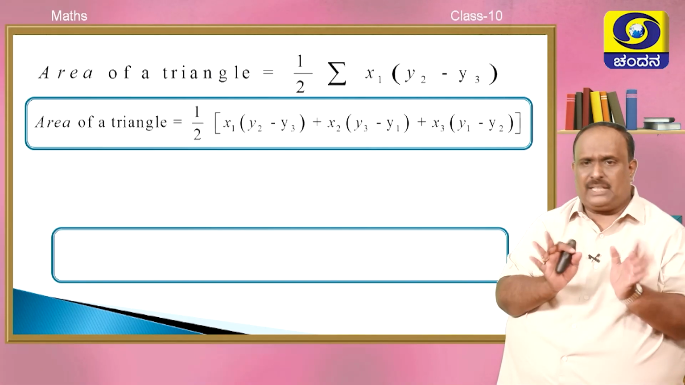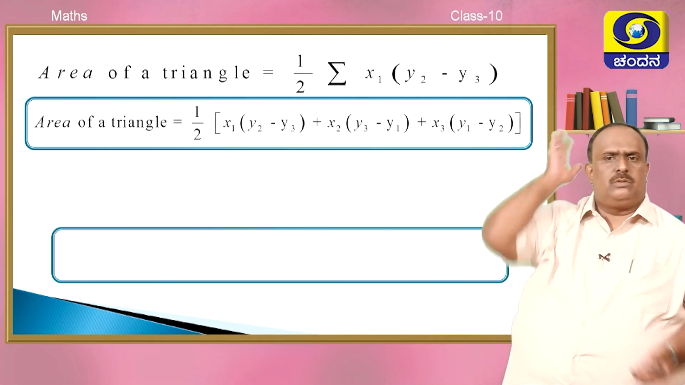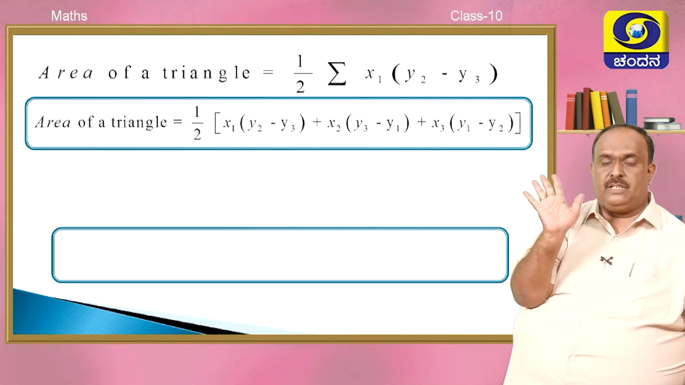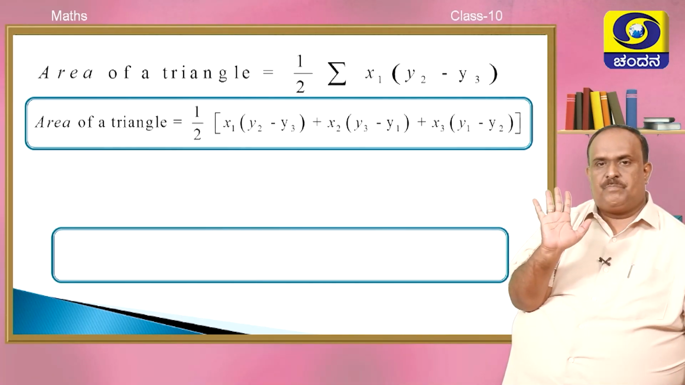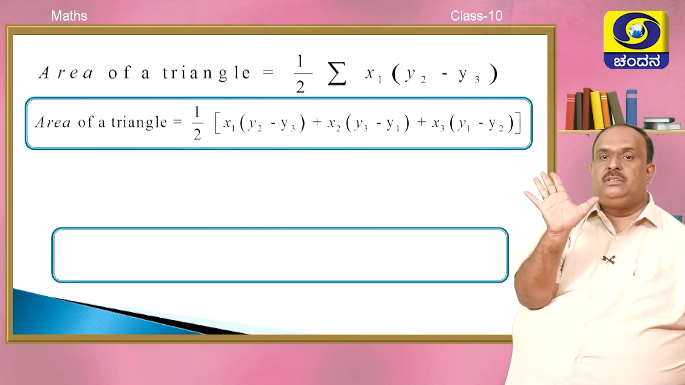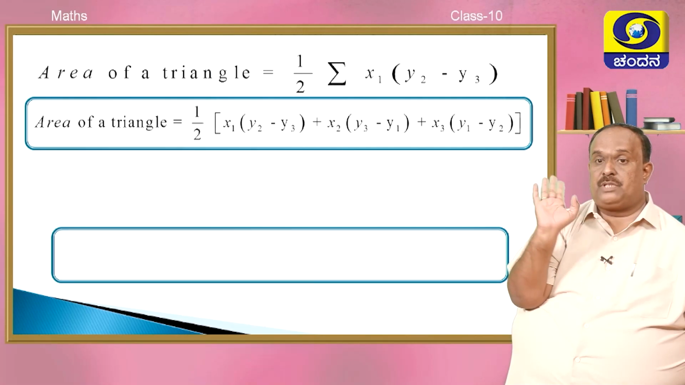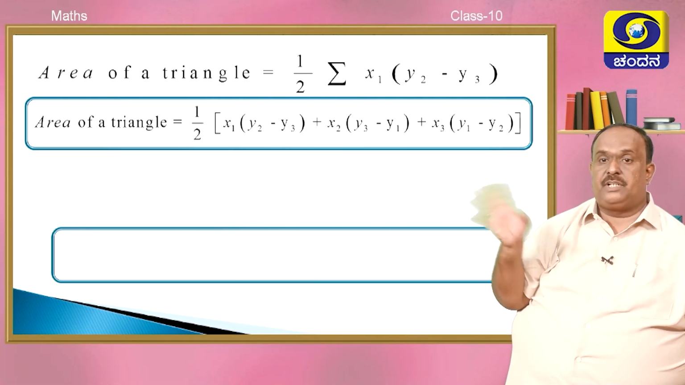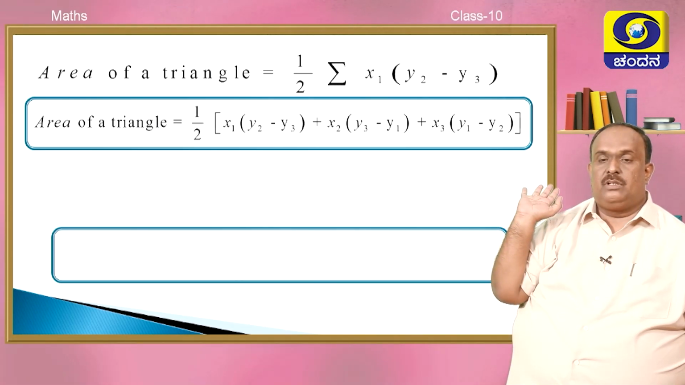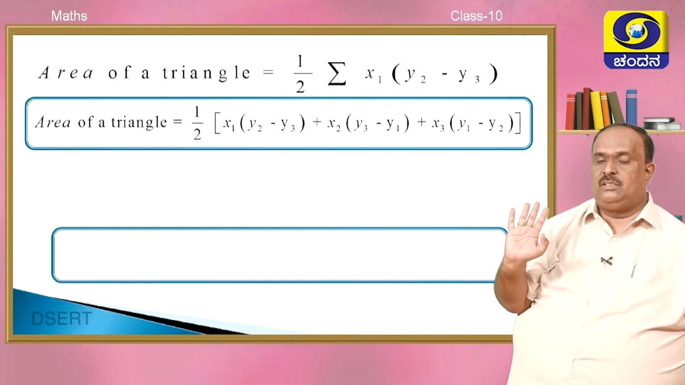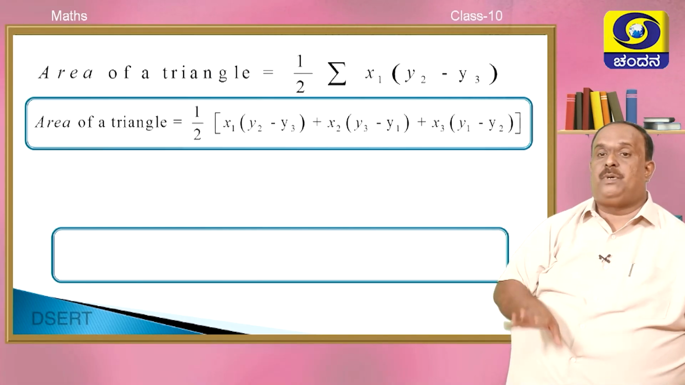Don't remember this mechanically. x1, y2 minus y3. No, don't do that. First term: sigma x, y minus y, 1, 2, 3. Change them in cyclic order. You get 3 terms. That's all. You don't even have to remember this. Write it on the spot.